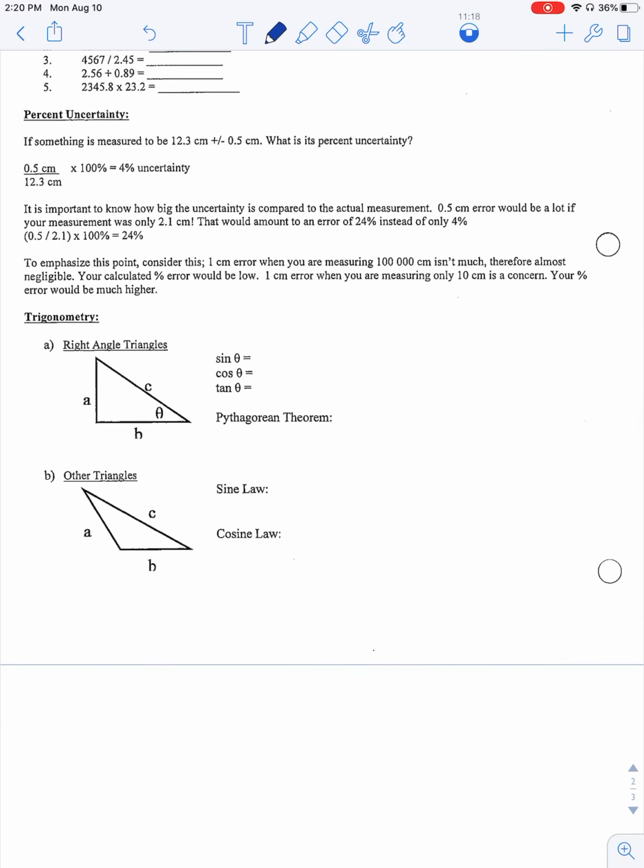Percent uncertainty, we're going to talk about that more as we do some of our labs and answer some of those pre-lab questions, but basically it's taking the percentage difference between what you actually calculated and what you were expected to calculate, okay? Trig, guys, you have to know your trig, all right?